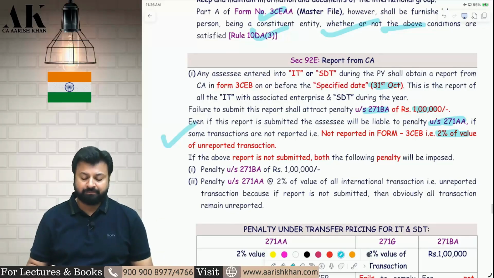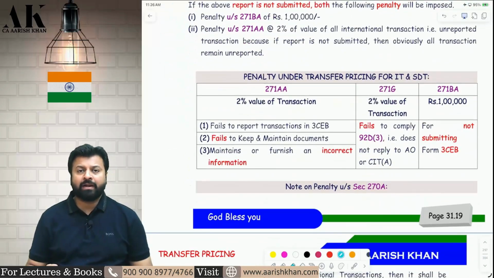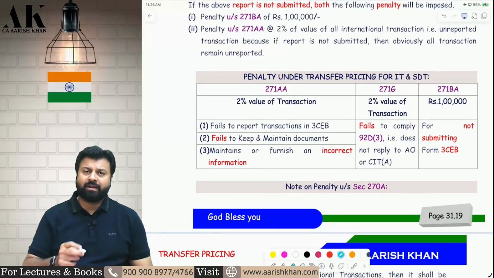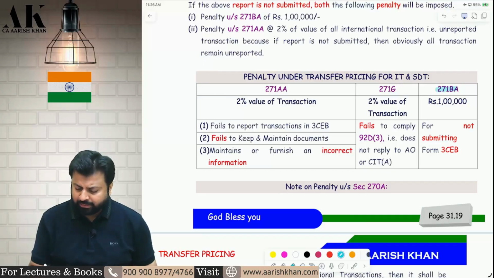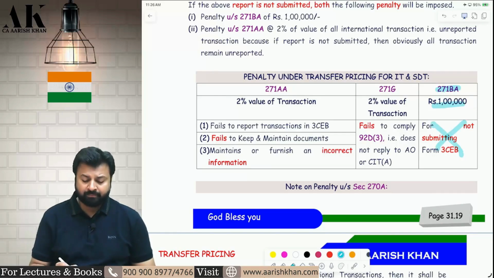Be careful with it. So I have made a master chart of the penalties over here with respect to transfer pricing. One by one, I am explaining it to you now. Some of them we have done, some of them we will do now. First of all, on the right hand side, 271BA: 1 lakh rupees if you don't submit Form 3CEB. 271AA: 2% of the value of transaction.